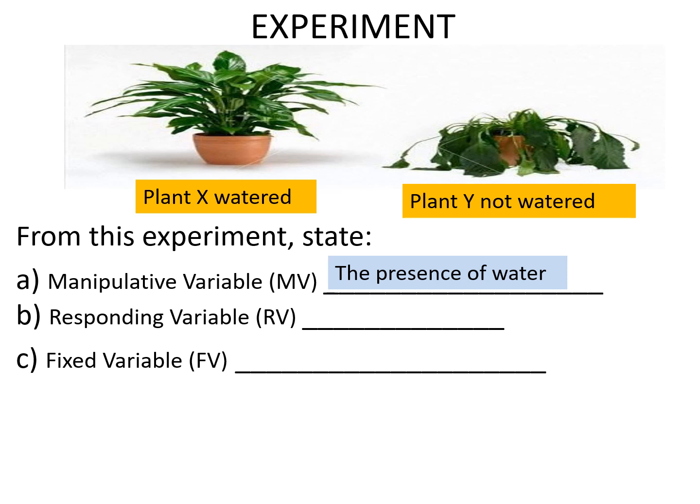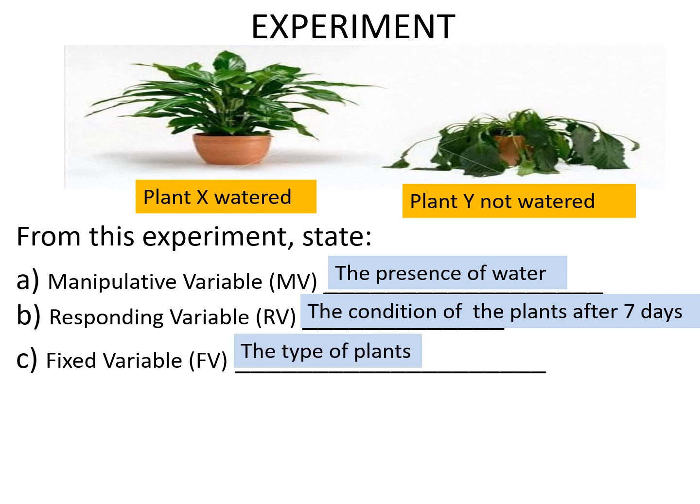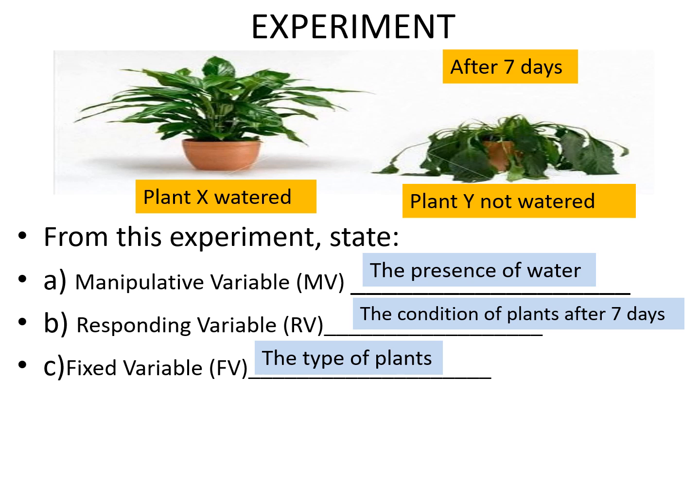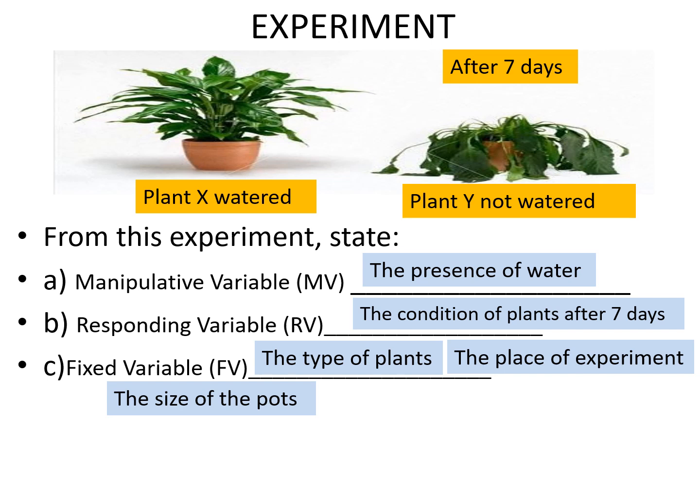And the responding variable for this experiment is actually what we are trying to see about these two plants. So the answer is the condition of the plants after 7 days. And the fixed variables are actually the things that we have to keep the same to make this experiment reliable and fair. So the answers are the type of plants, and we can also keep the same the place of experiment, the size of the pots, the amount of sunlight.